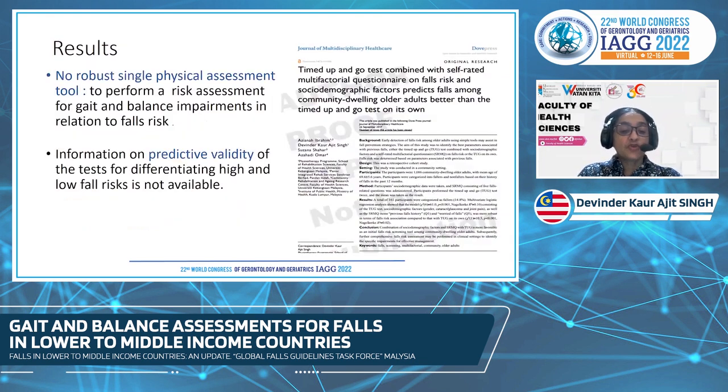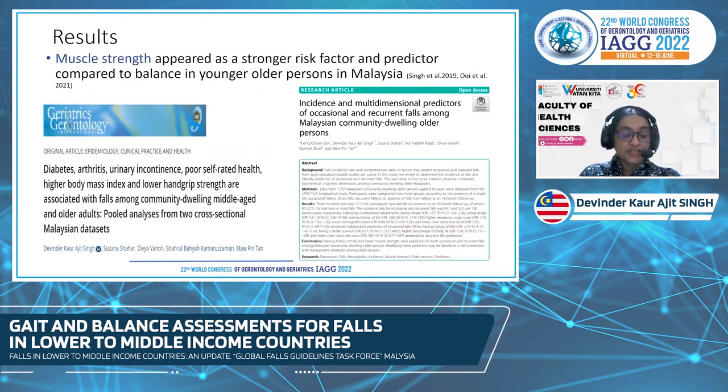Our results showed that there was no single physical assessment tool that could be used to perform a risk assessment for gait and balance impairments in relation to falls risk. Also, information on predictive validity of the tests for differentiating high and low fall risk is not available. From our own local experience, timed up and go tests combined with self-rated multifactorial questionnaire on falls risk and socio-demographic factors predicts falls among community dwelling older adults better than the TUG or timed up and go test on its own. In addition, muscle strength appeared as a stronger risk factor and predictor compared to balance in younger older persons in Malaysia.